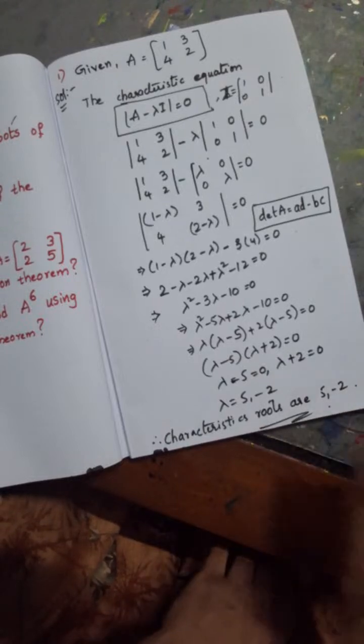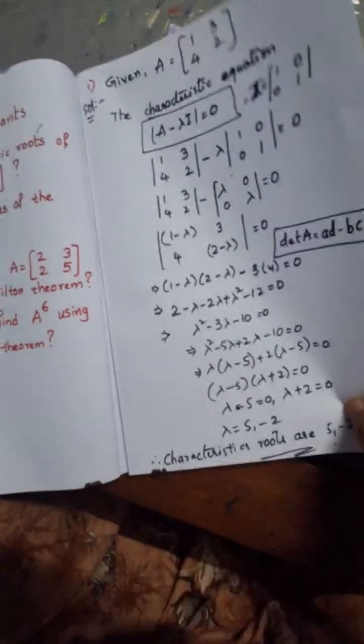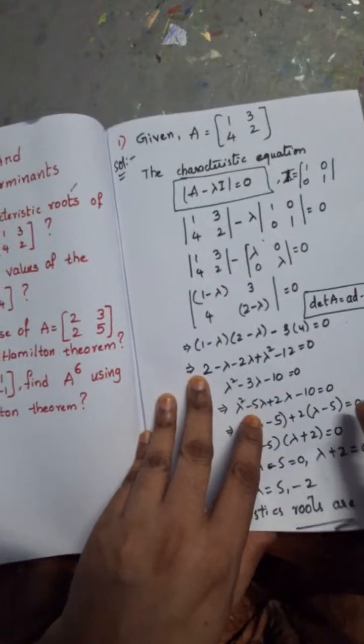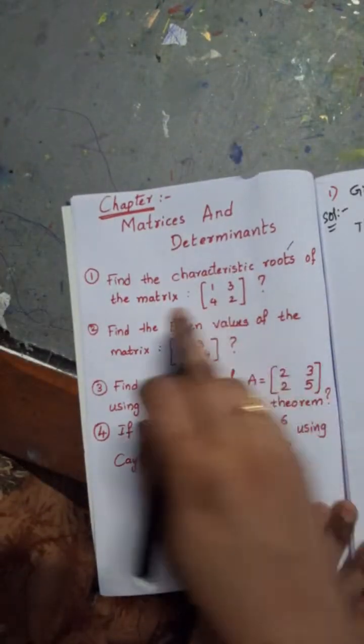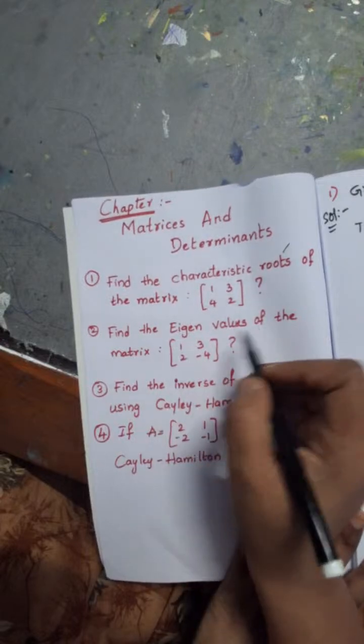So this is the solution. Like this we have to solve whenever a matrix is given. We have to find the characteristic roots. Here, find the eigenvalues of the matrix.